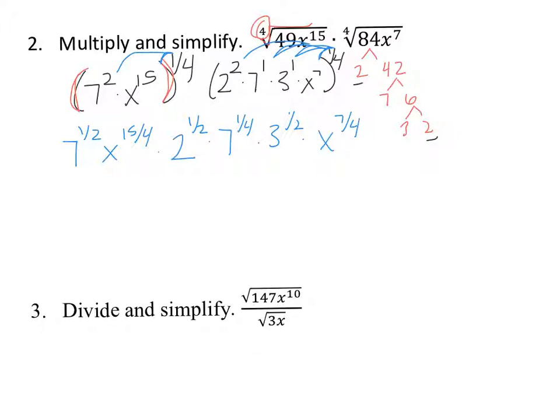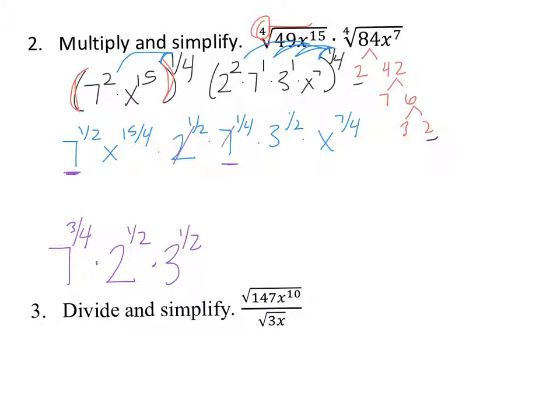So now I'm going to have to look to see if I have anything of the same bases. Well, first I see these 7's are the same base, so I can combine those. So I have to think, if I'm multiplying with the same base, what am I doing with my exponents? I'm adding them. So this is 7 to the 1/2 plus 1/4 is 3/4. You should have your whole numbers first. There's no other base with the 2, so that's going to stay 2 to the 1/2. There's no other base with the 3, so that's going to stay 3 to the 1/2.